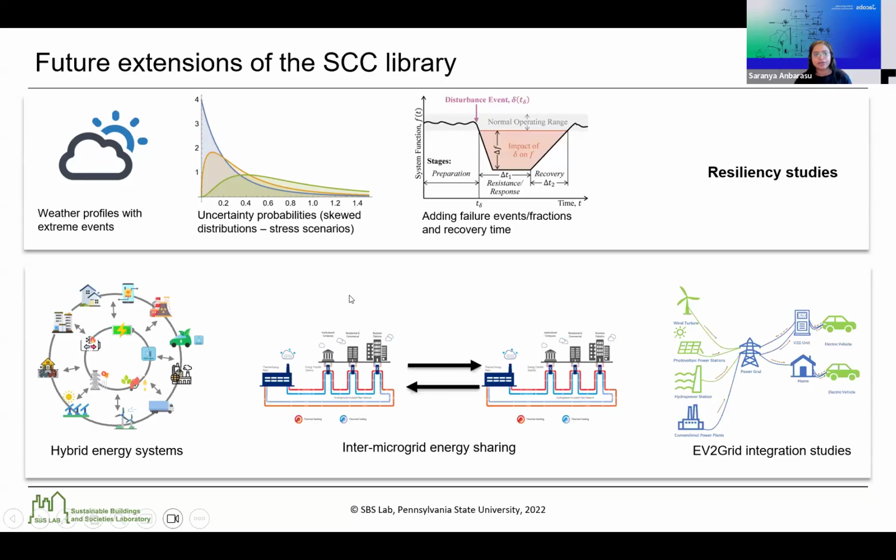And then there's also hybrid energy systems that we can model in communities, like geothermal or fuel cells, and a lot more. And then there's ways we can use these community modeling approaches to do inter-microgrid resource sharing, energy trading, and a lot more things can be done. And then EV to grid integration is something that can be done using these models available.